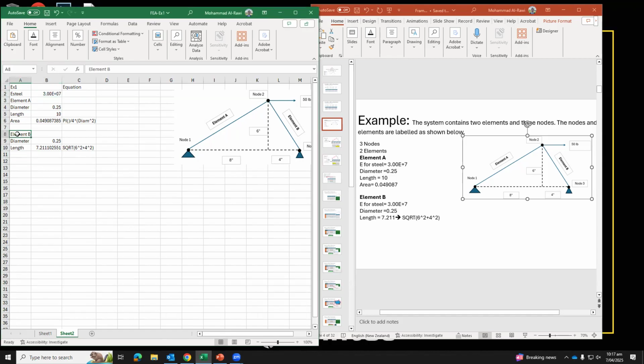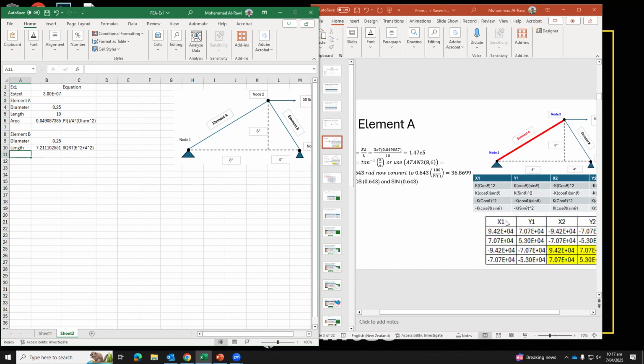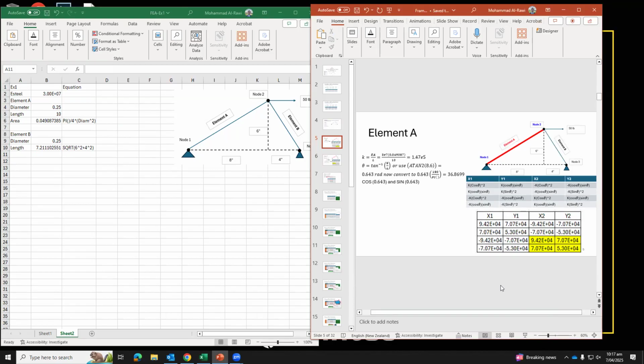So that is element B, element A. Now, there is a method which we need to determine in this type of application. It's called the K, which is kind of like the resistance to calculate for that equation. So I'll type the equation here. K equals for element A.